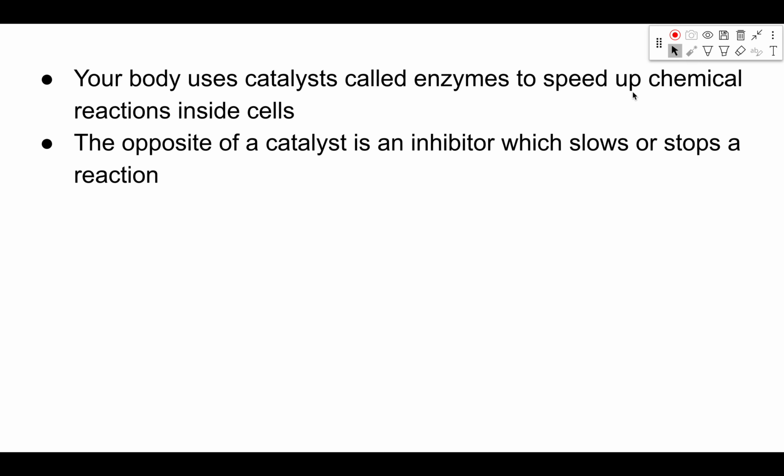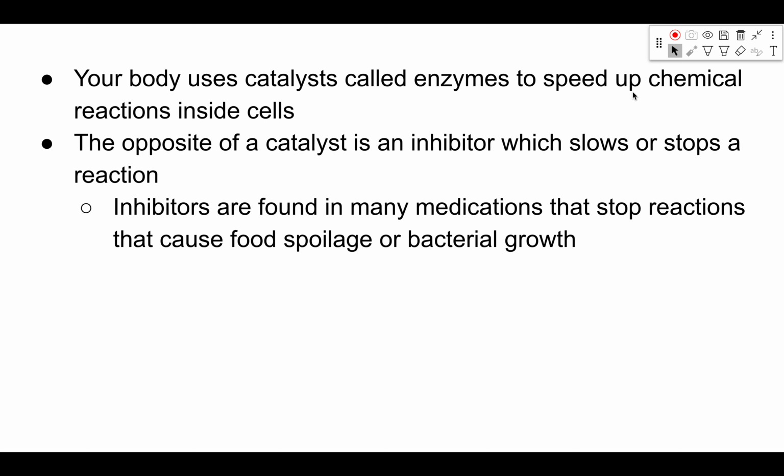There's a molecule that's the opposite of a catalyst, and it's called an inhibitor. Inhibitors slow down reactions, and sometimes they stop reactions altogether. Inhibitors are important because you find them in lots of medications. Medications that are designed to stop bacteria will often have an inhibitor in them, and that inhibitor stops reactions that bacteria need to go through in order to survive and thereby kills the bacteria. The same thing can be used to help prevent food from spoiling.